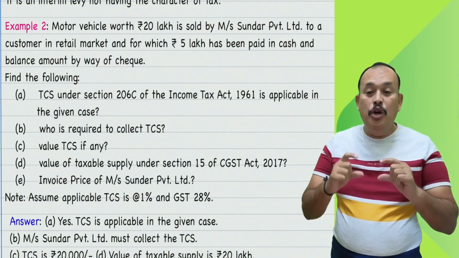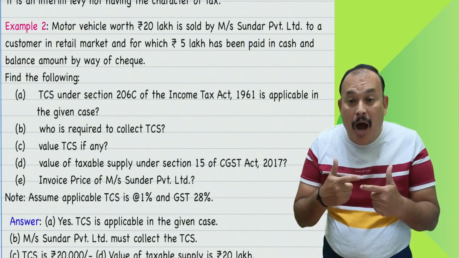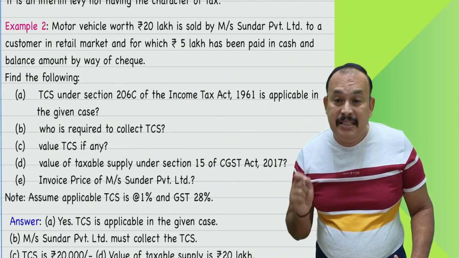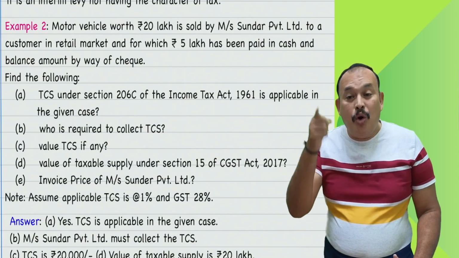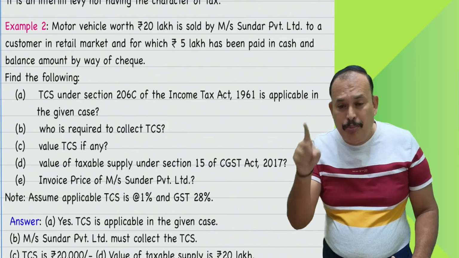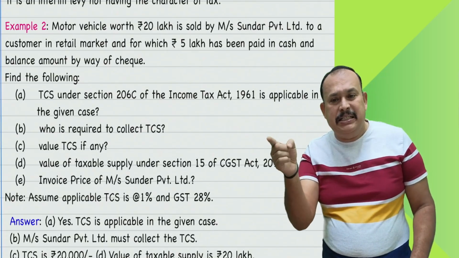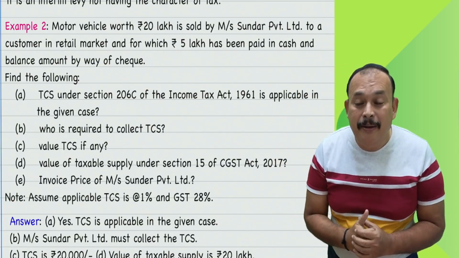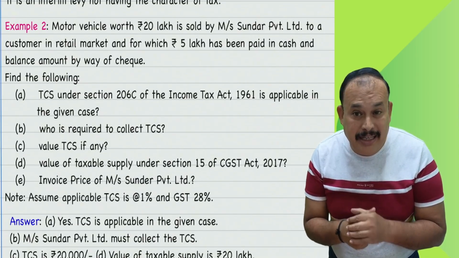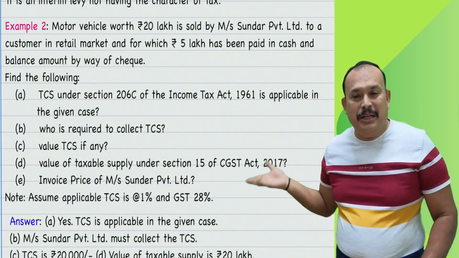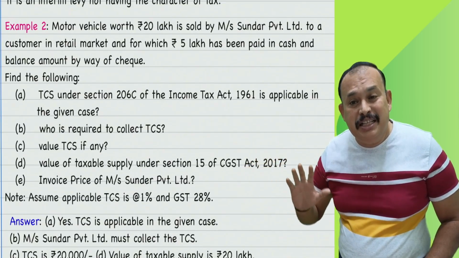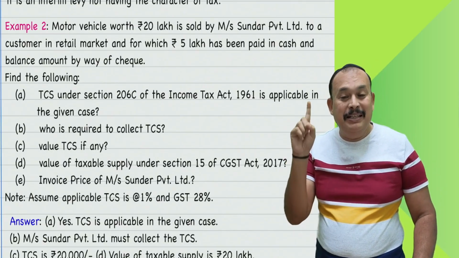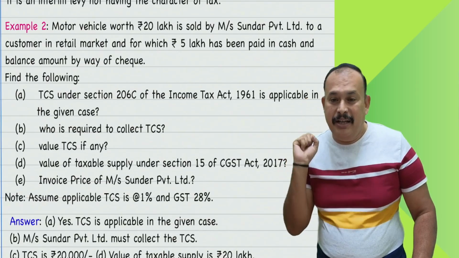So when you apply the GST 28% on 20 lakhs, it comes to 5,60,000. So the total invoice price is 20 lakhs plus TCS 20,000 plus GST 5,60,000. How much does the total come to? 25,80,000. So that is the invoice price. The value of supply for GST purposes is 20 lakhs. TCS is not a tax, it is set by the income tax department, namely CBDT.